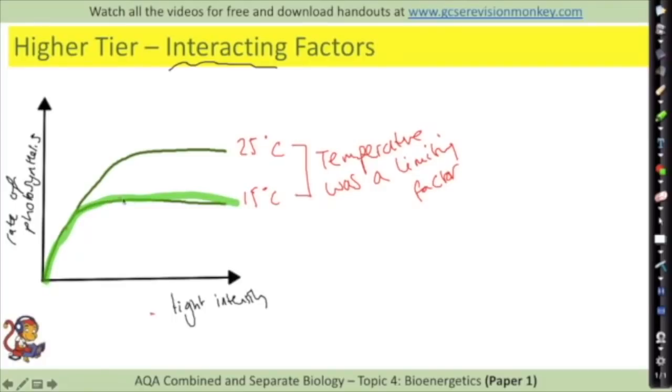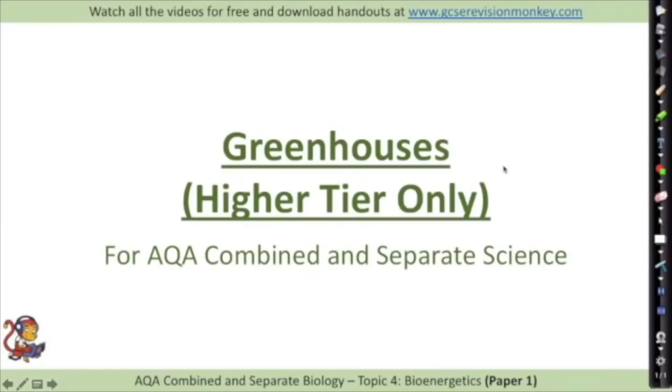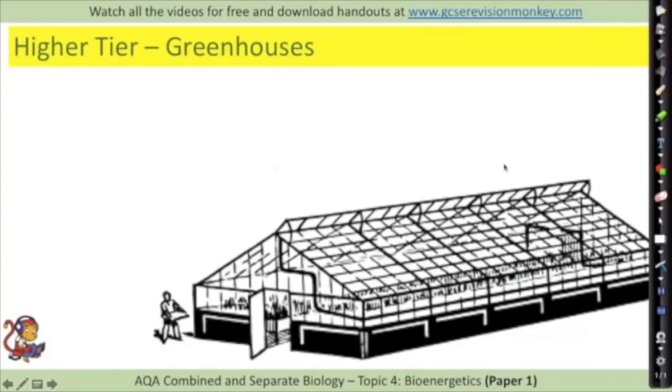Here we had one at 15 degrees that plateaued out, but if we increase the temperature, then the rate of photosynthesis also increased. This is not a difficult concept, but for higher tier only, you also need to know a little bit of detail about how greenhouses are managed.